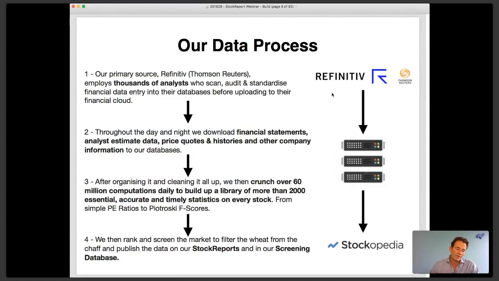Obviously financial data changes all the time. So throughout the day and night, we download financial statements, analyst estimate data, and on an intraday basis, price quotes and histories to our databases, where we then organize it, clean it all up, and then crunch over 60 million computations daily to build up this library of more than 2,000 statistics on every stock. And that's what then gets published through the stock reports, in our screening database, et cetera.